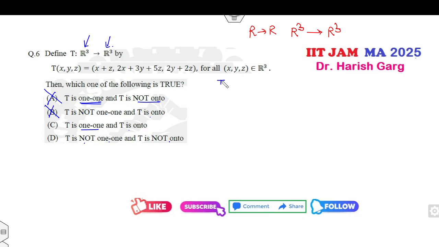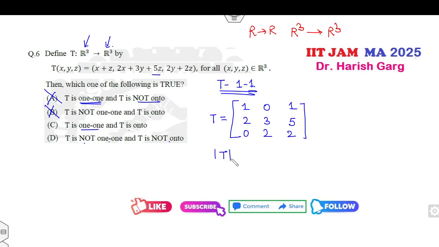How do you check whether T is 1-1? Make its matrix. The coefficients are: x is 1, y is 0, z is 1; x is 2, y is 3, z is 5; x is 0, 2 and 2. This is my matrix T. Now let's look at its determinant. If this determinant is non-zero, then T is 1-1. So can you find the determinant of T?